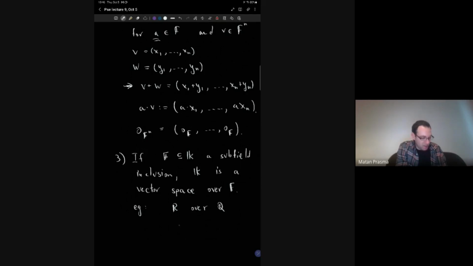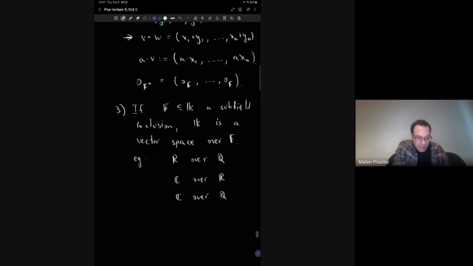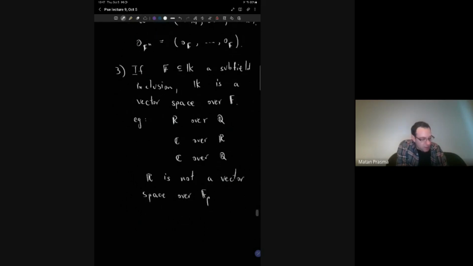and C is a vector space over R, but also C is a vector space over Q, because Q is also a subfield of C. As a non-example, R is not a vector space over F_p. Even though of course you could think of the elements in F_p as included in R, right? It's just the integers 0 up to p minus 1.